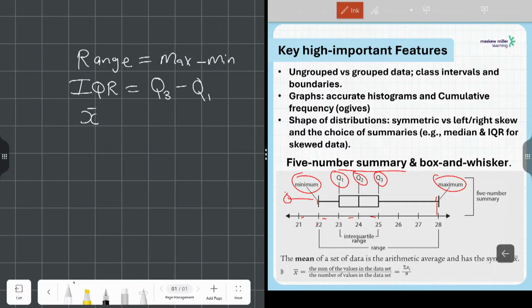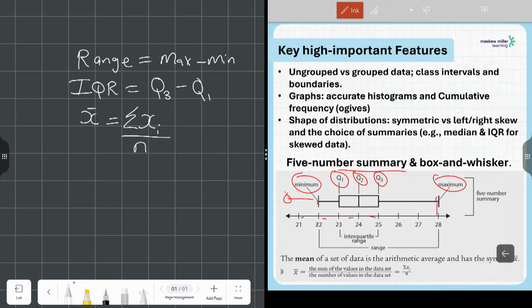It's an x with a line, and that is equal to the sum of all the numbers that are given. In this case, it is the sum of xi, which just means that you have x1 or 2 or 3 or 4 or 5, just like that, divided by n, right? And n is then the number of values in the data.